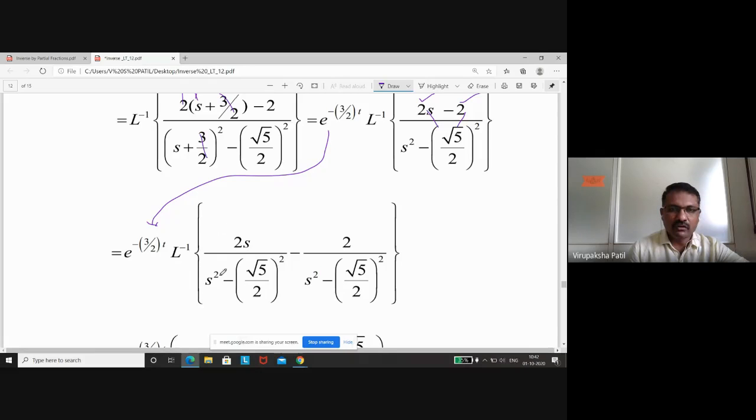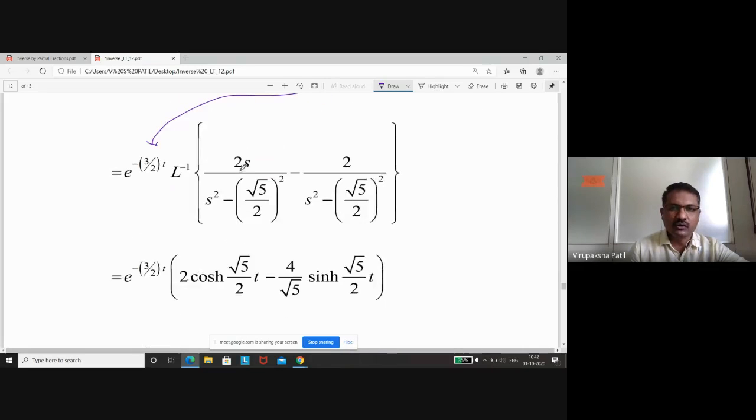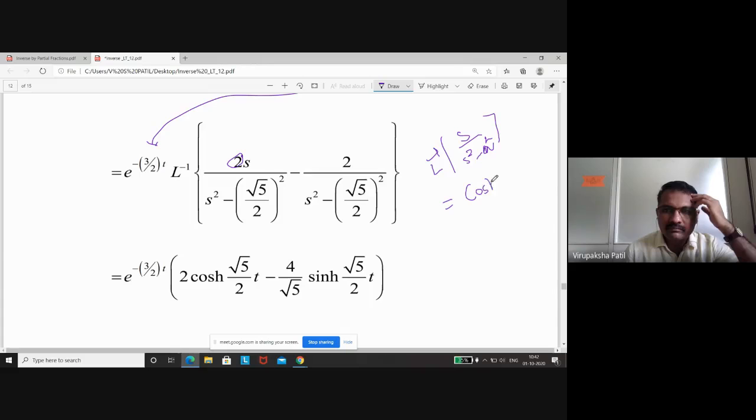Now if you want, you can take this 2 outside, no issues. Taking this 2 outside, the constant term, you are left with the form L inverse of s divided by s square minus a square. What is L inverse of s divided by s square minus a square? Can anybody say? Yes? Am I audible clearly? Cos hyperbolic at.